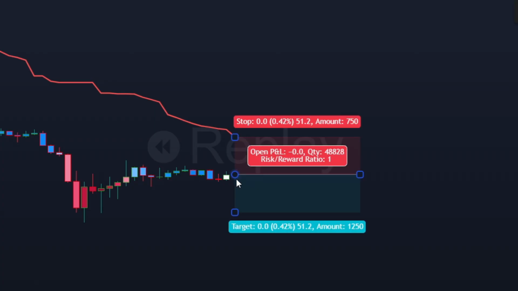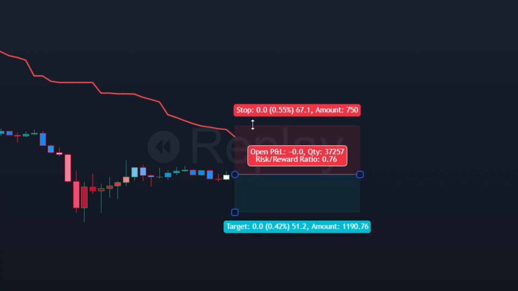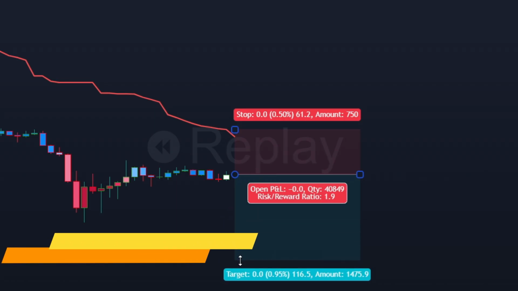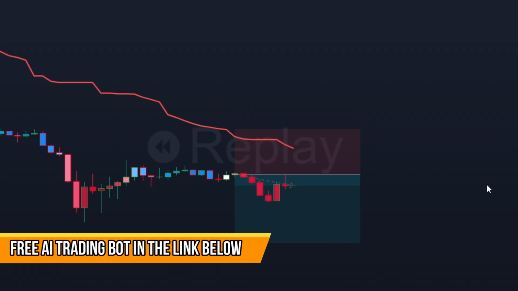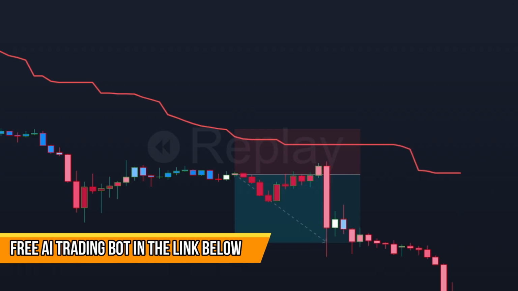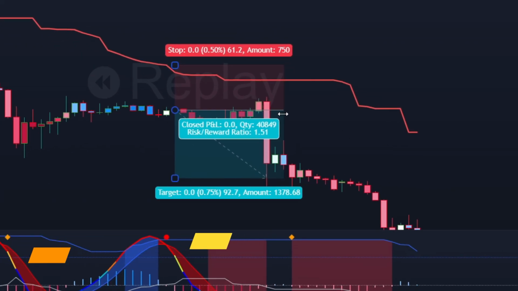The stop loss goes just above the super trend line or above the previous swing high, if that's closer, and our take profit is set at 1.5 times the risk. This strategy is very simple but accurate at the same time. This one plays out beautifully.